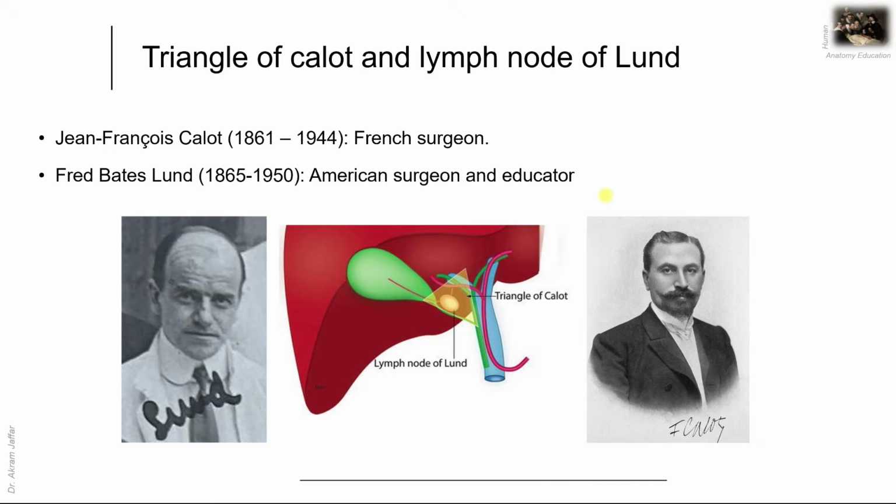This is to show you the reason for naming this lymph node and the triangle. So Calot is a French surgeon, and Lund is an American surgeon and educator. It seems that both of them lived during the same era.